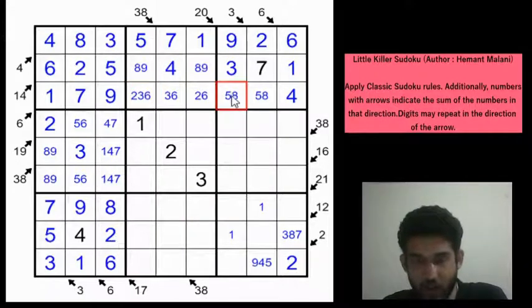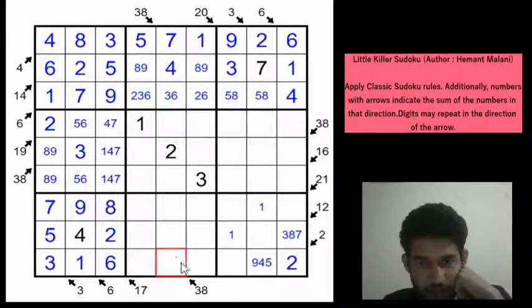So we already saw that we can have a 5 here. So not much information from now along these clues. So do we have any information from here? 38. I don't think so. So let us use some classic rules maybe.